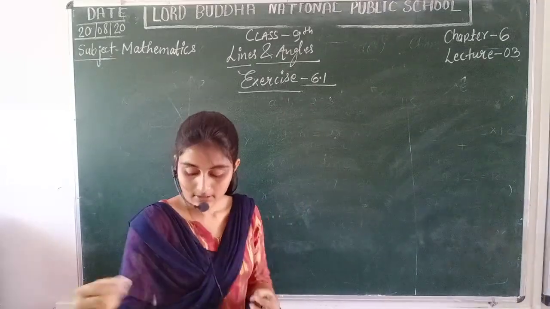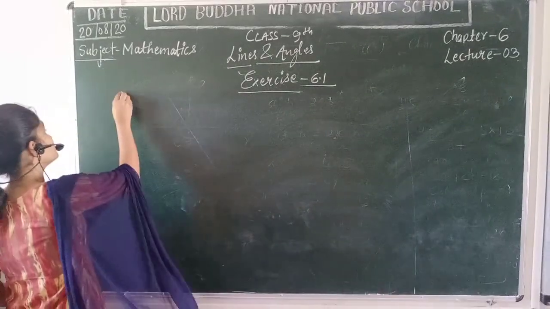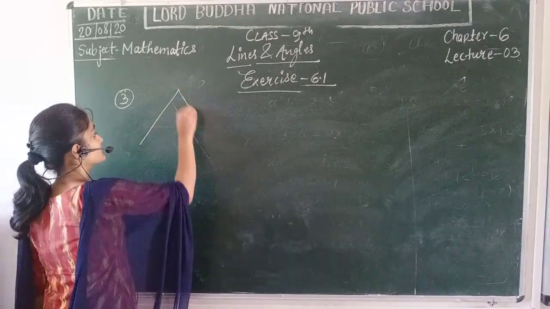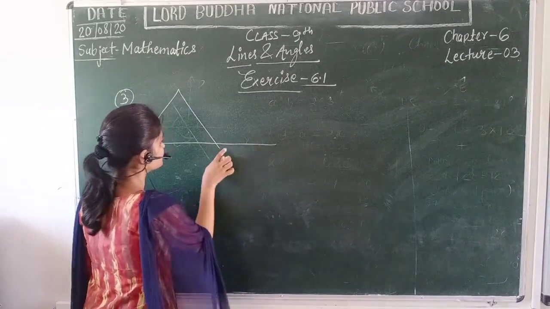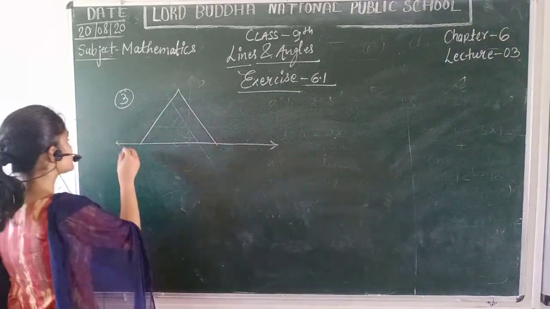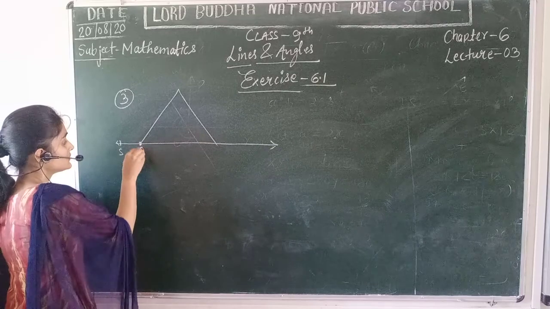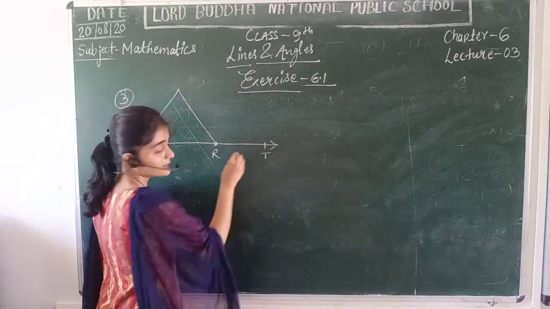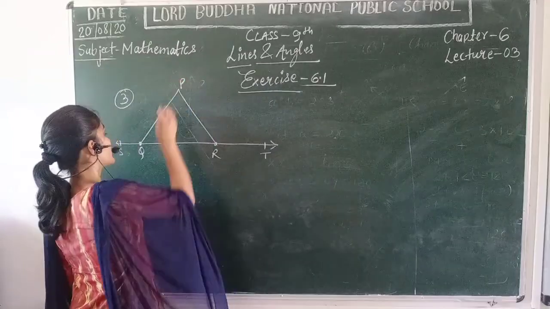Now, question number 3. Again, the figure is given here like this. This is the figure given. This point is S, this is Q, this is R, this is T, and this is P, right?